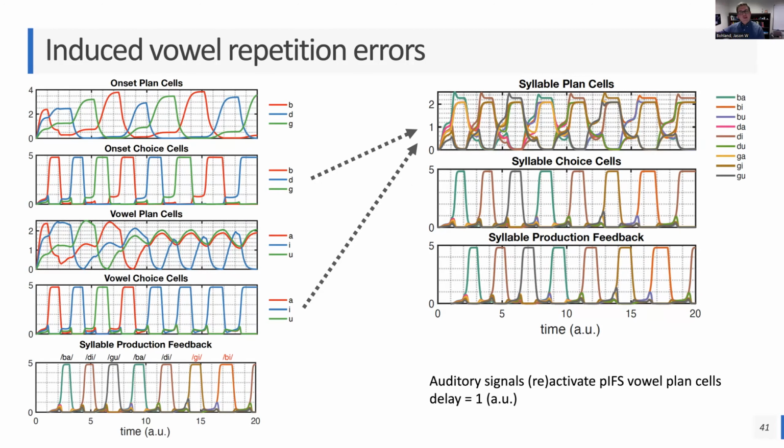Now the model would actually go on repeating it beyond this point, which is something we need to think about, but it's proof of principle that we can get this kind of effect through the mechanism that we've suggested. We've also modeled this for syllable repetition errors, and we get the same kinds of effects that mimic what we see in the experiments.